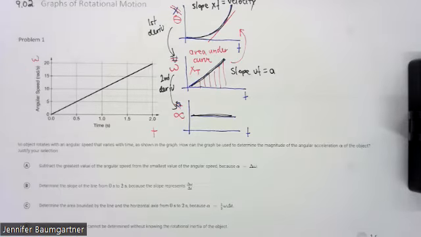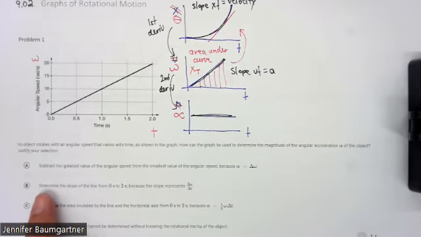A, subtract the greatest value of the angular speed from the smallest value of the angular speed, because alpha equals the change in omega. I need to check something. Okay, making sure I wasn't on mute. B, determine the slope of the line from 0 to 2, because the slope best represents the change in angular velocity over the change in time. C, determine the area bounded by the line from 0 to 2. Or D, the angular acceleration cannot be determined without knowing the rotational inertia of the object.